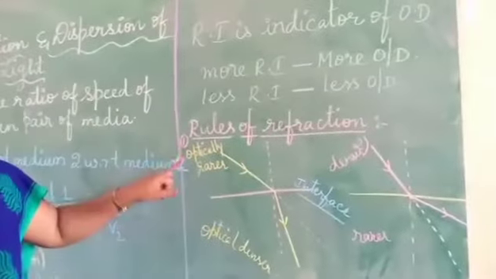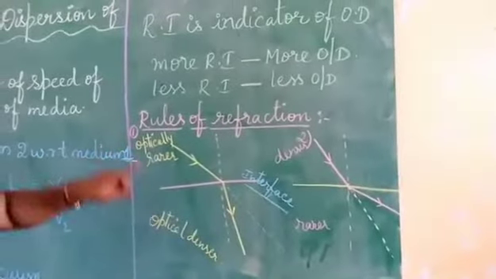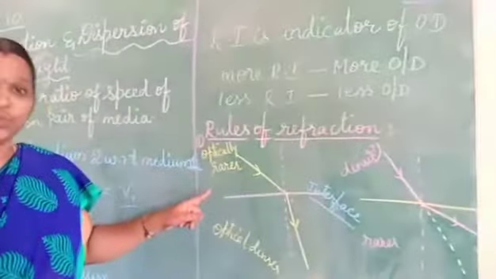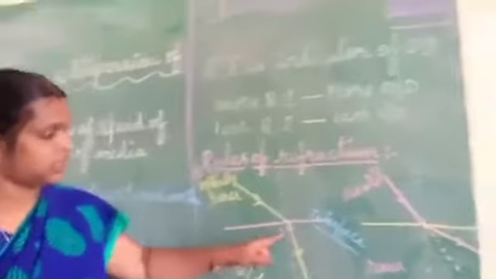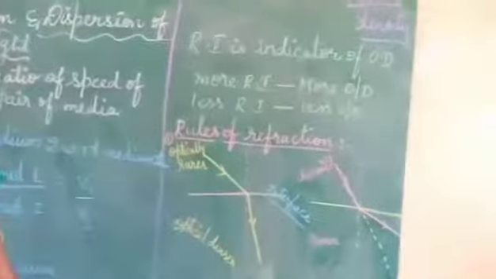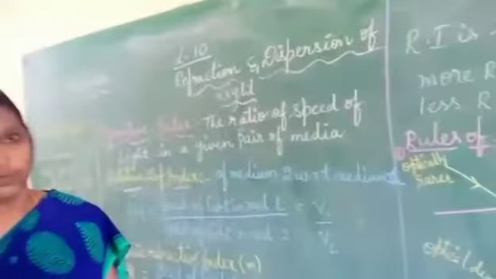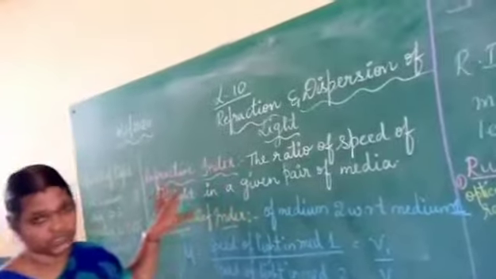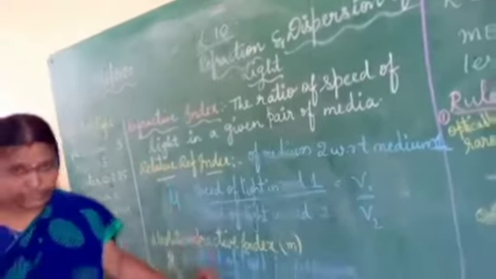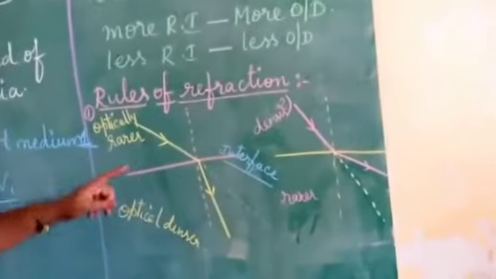Once again, the two rules are: a ray of light moving from denser to rarer moves away from the normal, and a ray of light moving from rarer to denser moves towards the normal. So this is regarding the two rules of refraction. Hope you have understood what is refractive index, what is meant by relative refractive index and absolute refractive index, the relationship between refractive index and optical density, and the two rules of refraction.